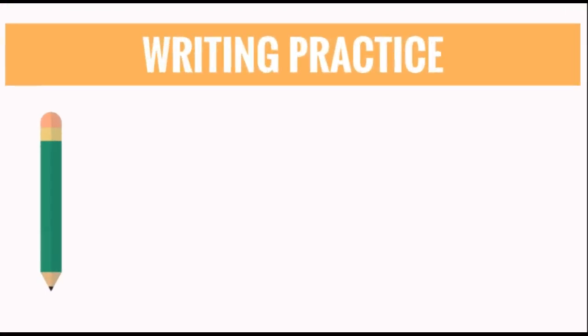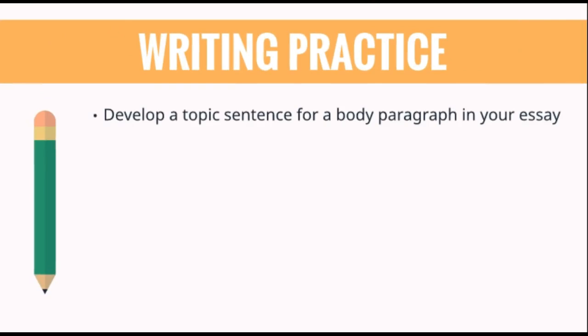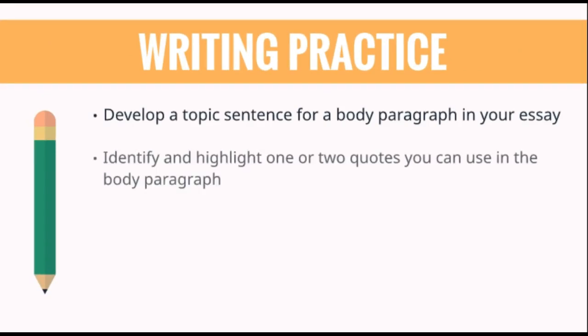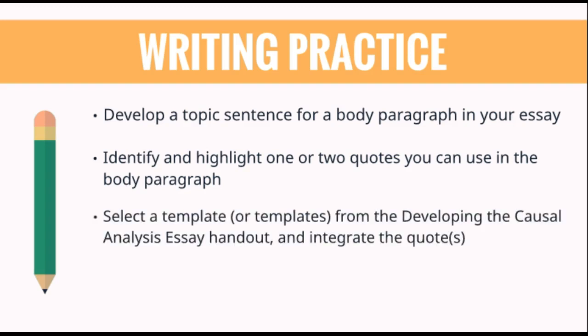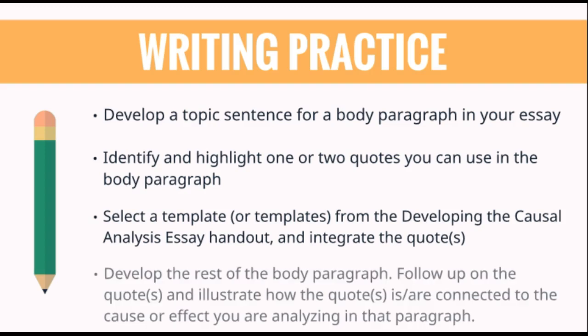If you want to practice writing, here's what you would do. Develop a topic sentence for a body paragraph in your essay. Identify and highlight one or two quotes you can use in the body paragraph to support the analysis of the cause and/or effect. Select a template or templates from the Developing the Causal Analysis essay handout and then integrate those quotes or that quote smoothly. And then develop the rest of the body paragraph.